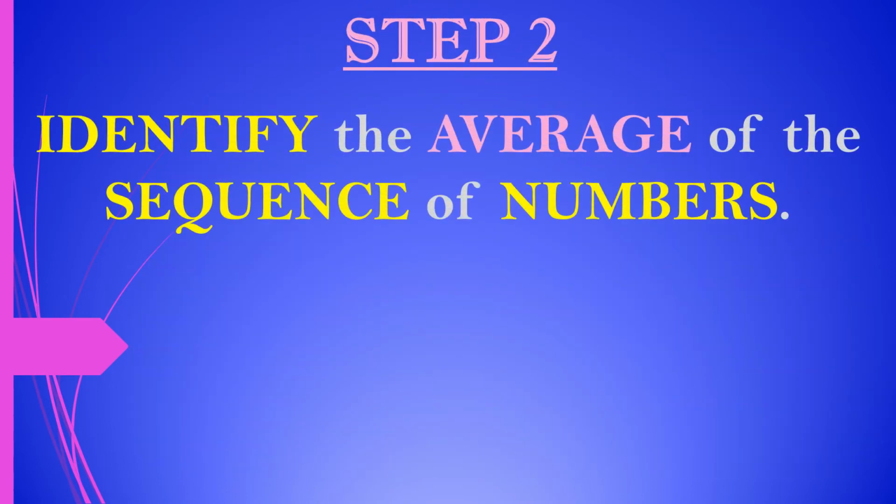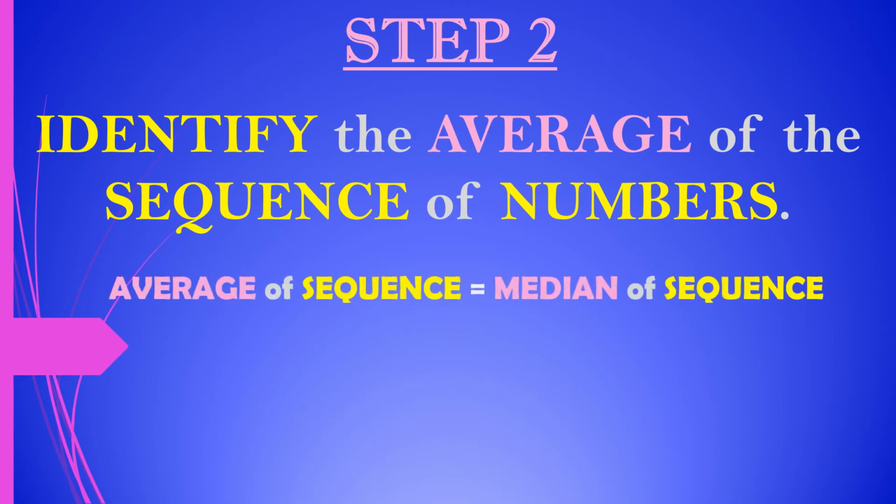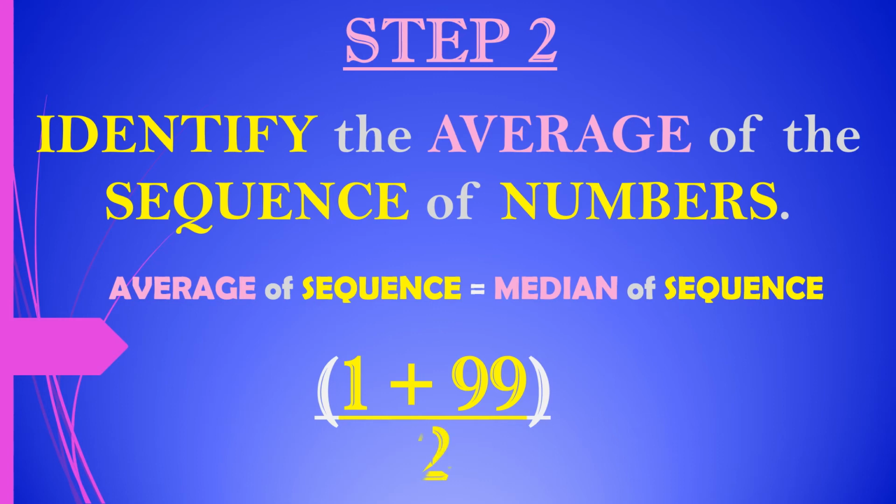The second step involves the identification of the average number of the sequence of numbers, which is equivalent to the median number of the sequence and may be derived from the computation of the average of the first number and the last number of the sequence. Hence, we will divide the sum of the first number and the last number of the sequence, which we computed in step 1, by a factor of 2 in order to obtain the average value of 50 for the sequence of numbers extending from 1 to 99 inclusive.